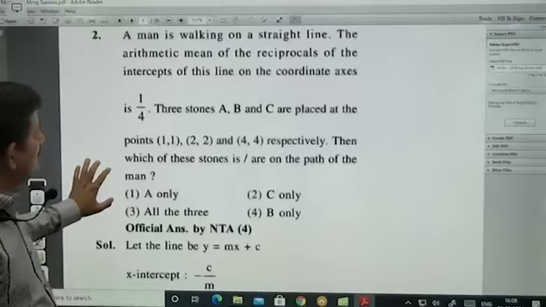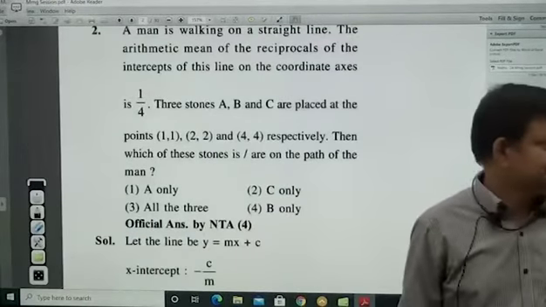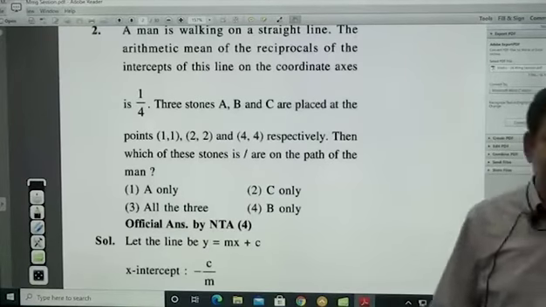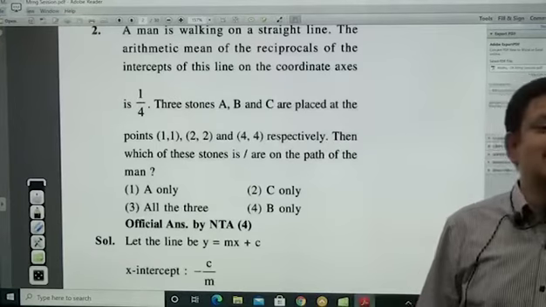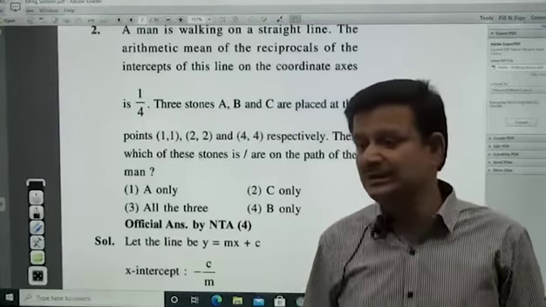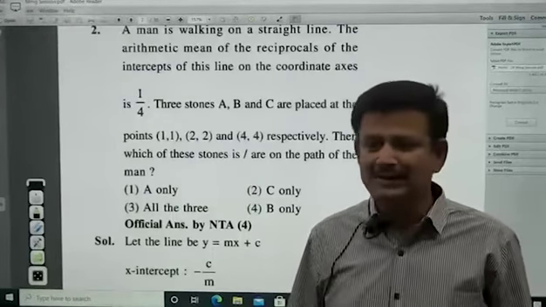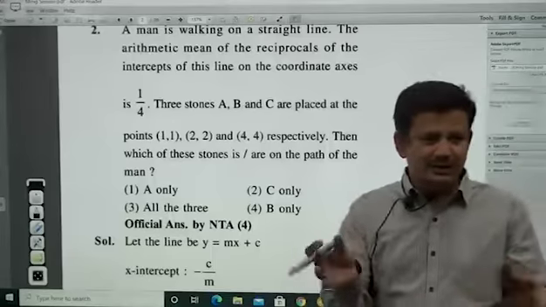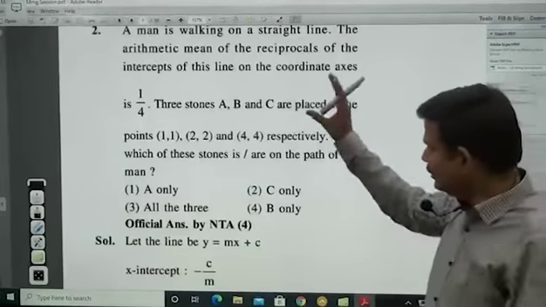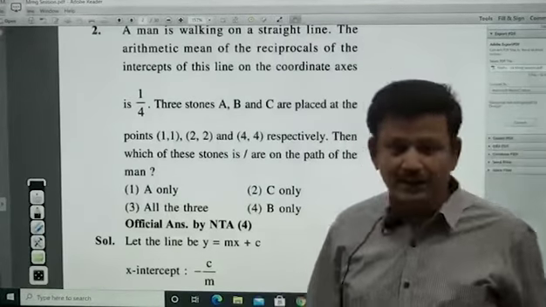A man is walking on the straight line. The arithmetic mean of reciprocals of the intercepts. So on a straight line, whenever he is talking about intercepts, especially reciprocals of intercepts, which form of straight line should we go with? Intercept form. Every form is one and the same, but to save calculations, we discuss so many forms. Whenever we are talking about intercepts, especially reciprocals of intercepts, it's wise to go with intercept form.